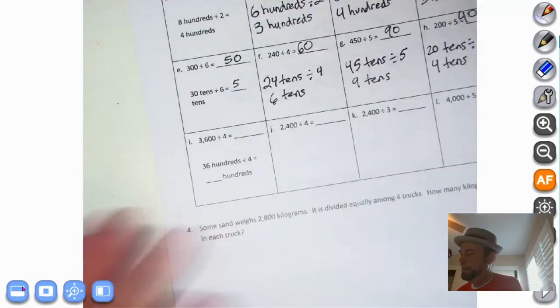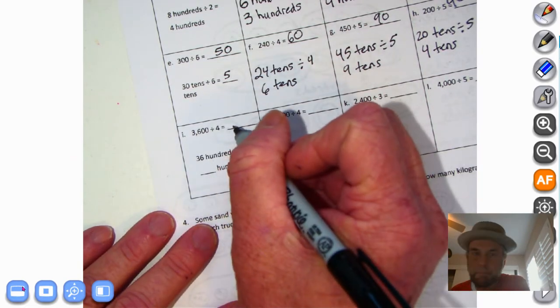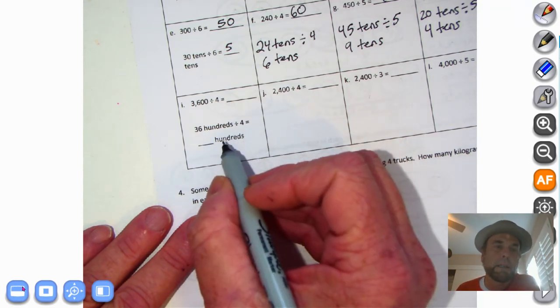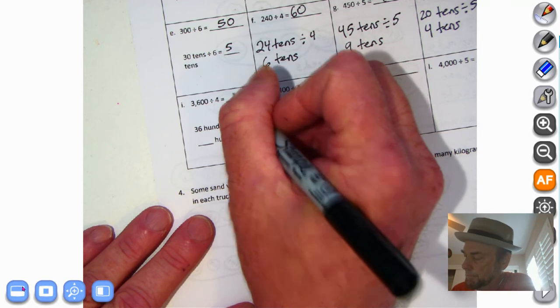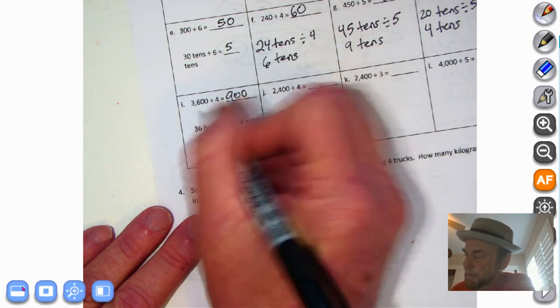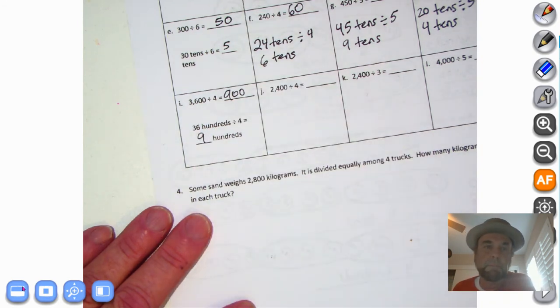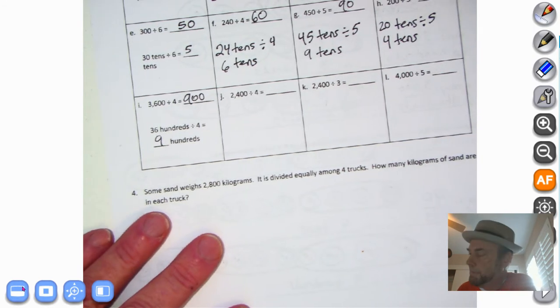So it would appear that this would equal, excuse me, let me go down here, how many hundredths? It would equal 9 hundredths. Because like we did, 4 times 9 is 36, but 4 times 900 is 36 hundredths. Okay? Let's go to, we have 24 hundredths divided by 4.